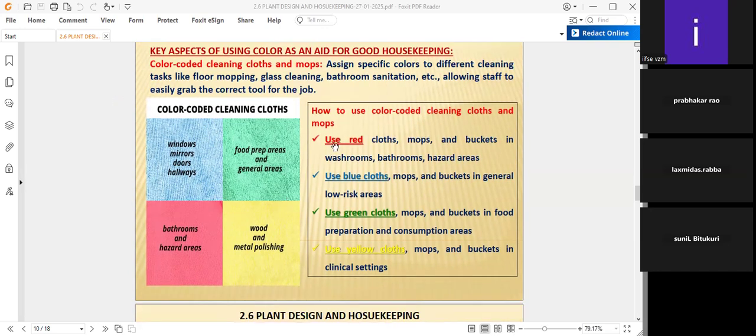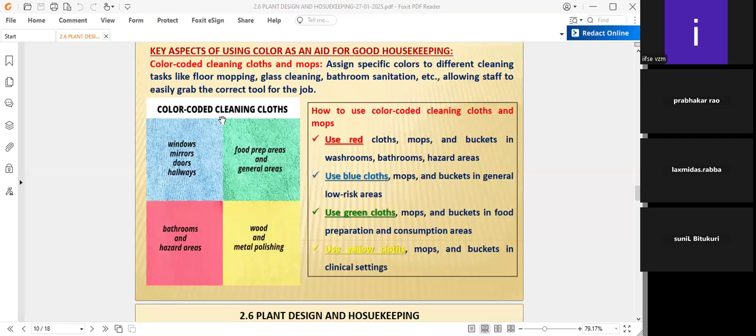See, for windows, mirrors and all, if you are not maintaining this, say for example in an occupational health center, normal chemicals used for floor cleaning and all will not be helpful. We have to use spirit and we have to use Dettol. All the rooms need Dettol. We cannot.